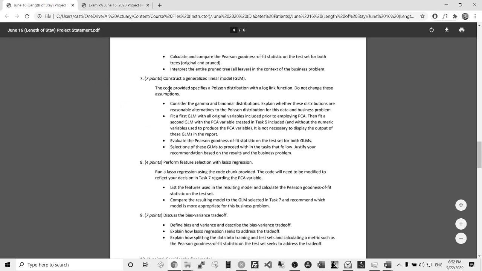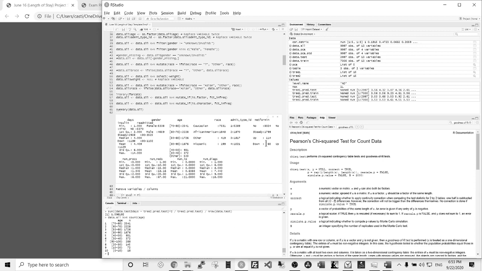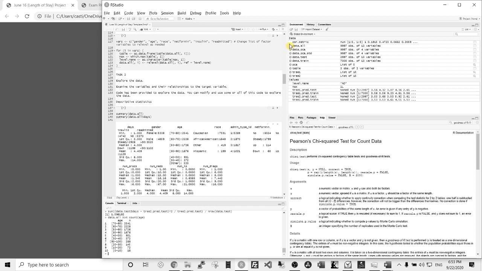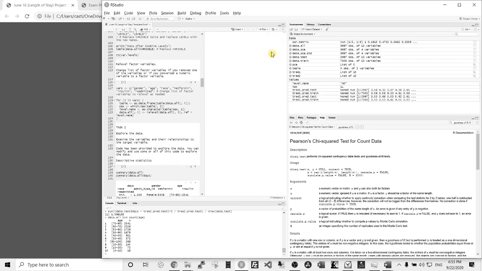So the question is, the code provided specifies a Poisson distribution with a log link function. Do not change these assumptions. First part, consider the gamma and binomial distributions. Explain whether these distributions are reasonable alternatives to the Poisson distribution for this data and business problem. So every question for GLMs is going to ask you this question of choose the response distribution. And you don't actually need to look at the test error or anything else besides just thinking of the business problem and looking at the histogram from earlier.